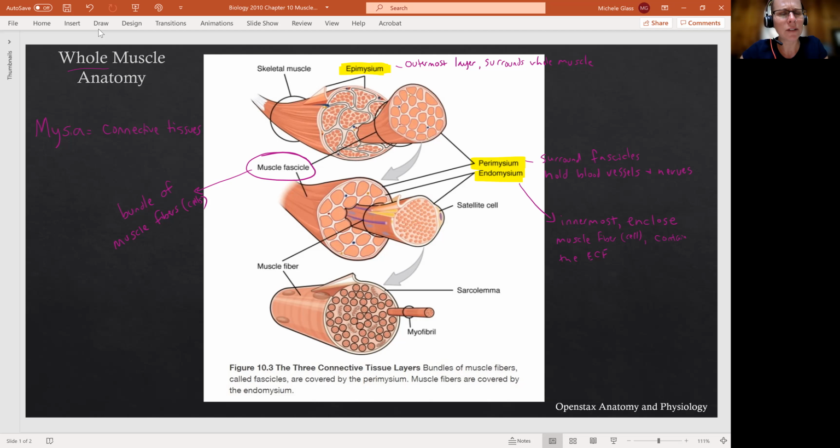If we're using that analogy, maybe we could pretend that the actual can is the endomysium, and inside that you would have the extracellular fluid and you would have the muscle fiber. Notice we have our muscle fibers looking very cylindrical in shape as well. And remember, this is our muscle cell.